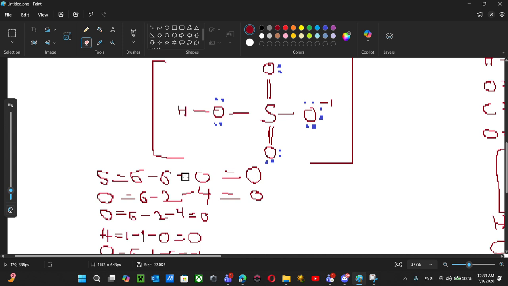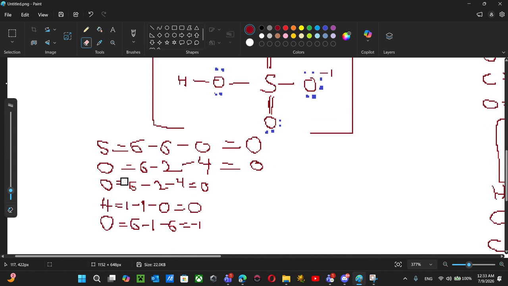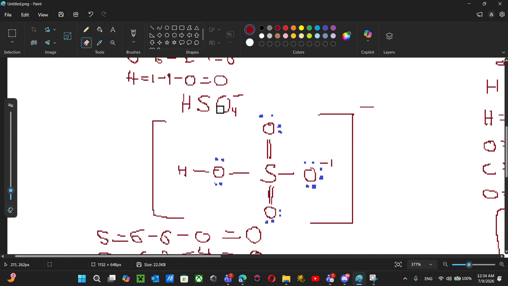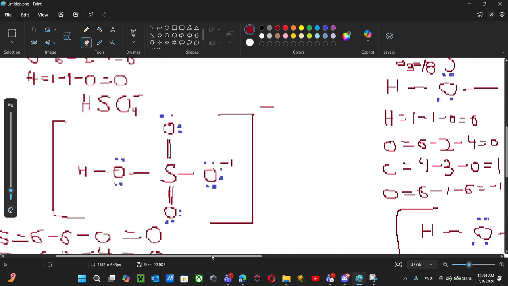Sulfur, 6 valence electrons, minus 6 bonds, minus 0 lone electrons, that's 0. Oxygen, 6 valence electrons, minus 2 bonds, minus 4 lone electrons, that would be 0. Oxygen, 6 valence electrons, minus 2 bonds, minus 4 lone electrons, that's 0. Hydrogen, 1 valence electron, minus 1 bond, minus 0 lone electrons, that would be 0. And the new oxygen is 6 valence electrons minus 1 bond minus 6 lone electrons, that's negative 1. The negative 1 goes along with our charge over here, so you put it between parentheses with the negative charge.